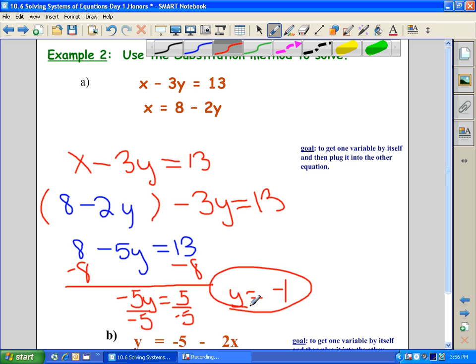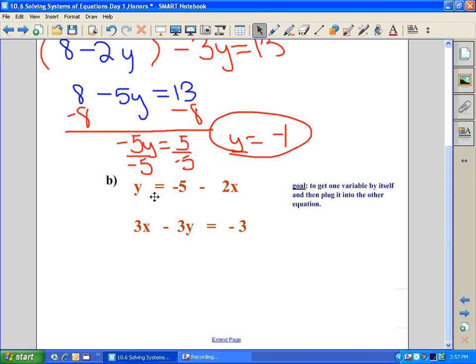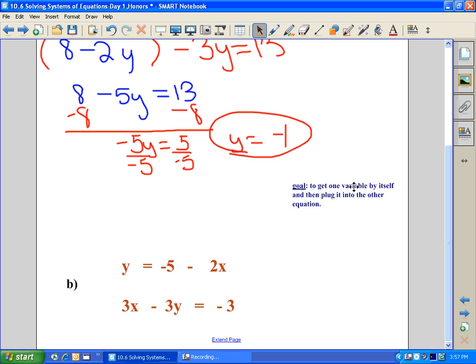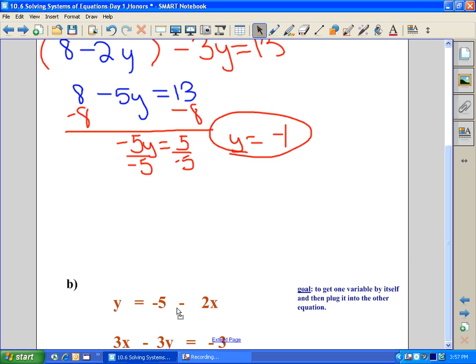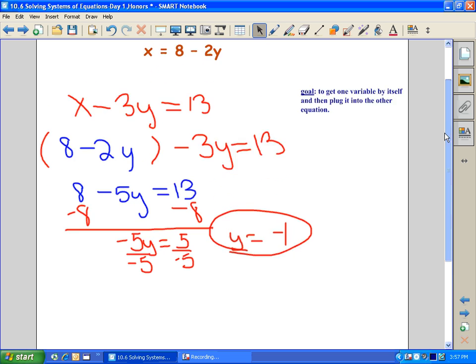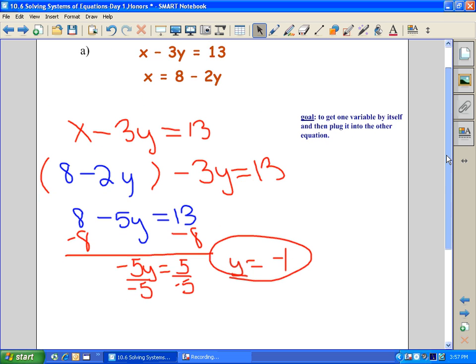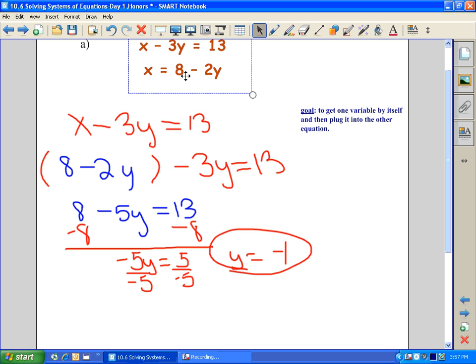Once you've got that, then what you should have done is gone back and plugged it into the other equation here. So what I need to do is just get a little bit organized, get everything out of the way for you, and plug it back into the equation. Or I could probably plug it back into this second one if I want to, because it looks kind of easy for me.